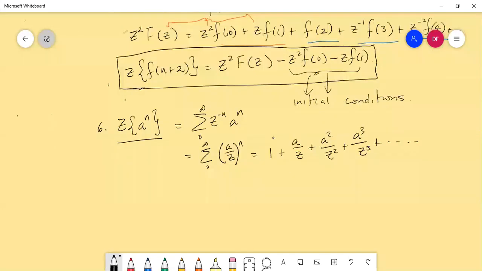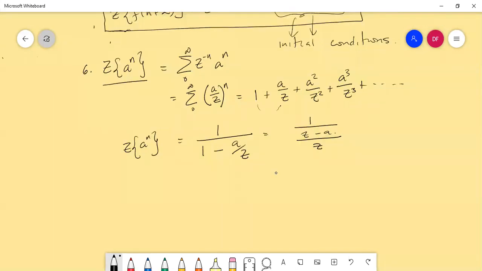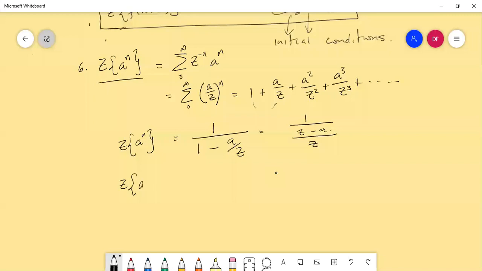So if we use the sum of a GP, a over 1 minus r, the Z transform of a to the n is going to be the first term, which is 1, over 1 minus r, which is a over z. So that is equal to 1 over, with z as the common denominator, z minus a over z. So the Z transform of a to the n is equal to z over z minus a.